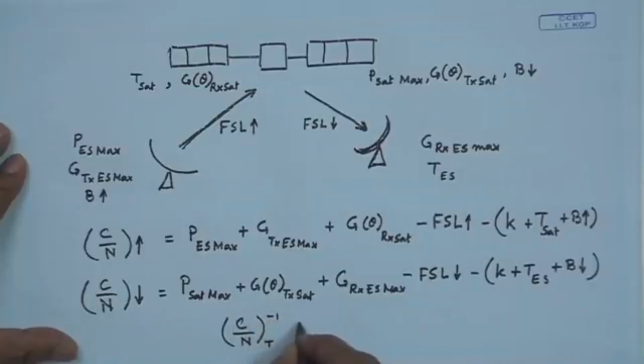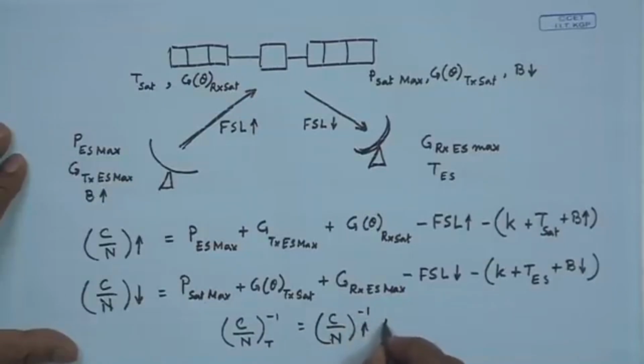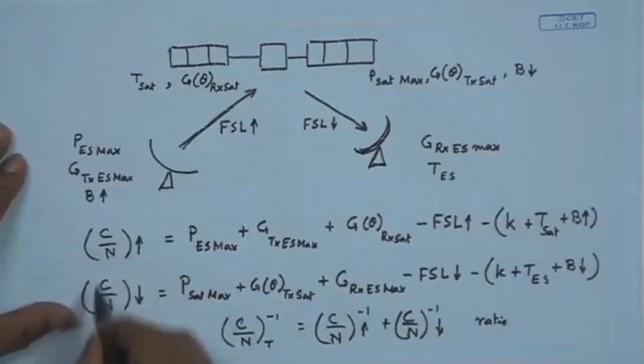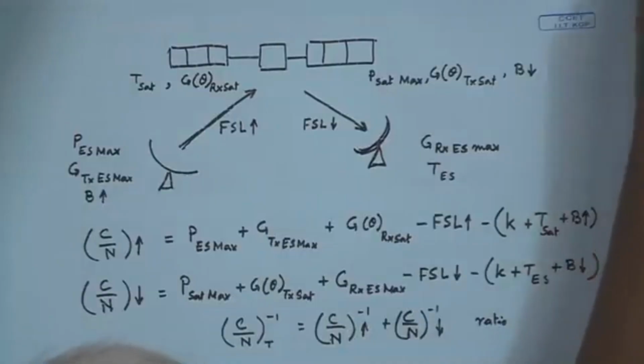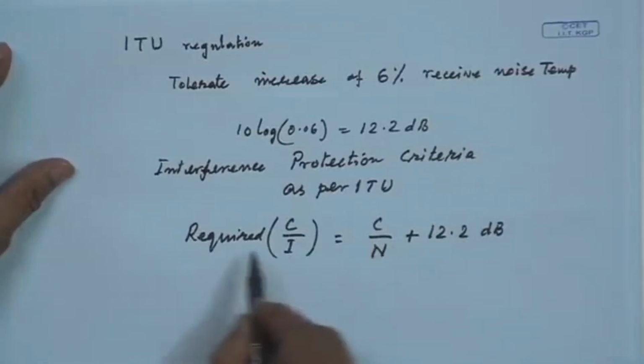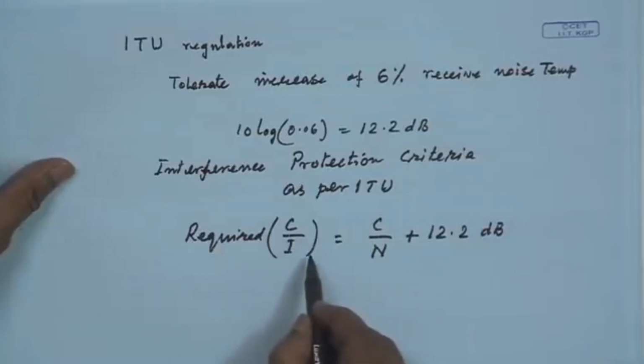So, therefore, the C by N total, or simply C by N if you can call it, is, we know this expression. This is in the uplink and this C by N in the downlink, and you remember that this is in ratio. We calculated these all in dB. Here we are doing terrestrial. And then you remember this C by N total what you calculated is 12.2 dB. If you add, then you get the required C by I.